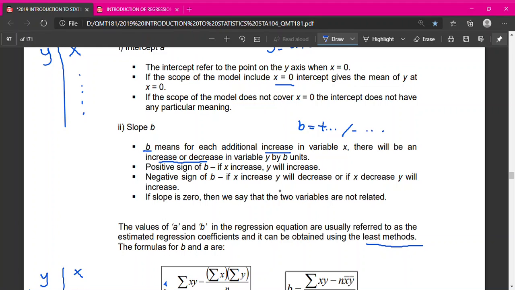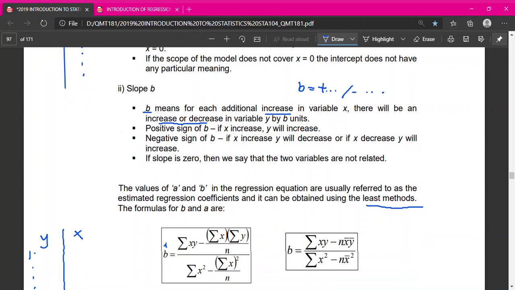Kalau value slope you positive, we can say that each additional increase in variable X, there will be an increase in variable Y by B units. So unit ni kena put the unit sama ada kilogram ke, unitnya hour ke, kan? Kena put the units. It depends pada your data, the variables. Okay, kalau value B ni adalah negative value, so we can say that each additional increase in variable X, there will be a decrease in variable Y by B units. Okay, itu maksudnya. Positive sign B, okay, ni yang saya cakap tadi. Jika value B ni positive, so if X increase, Y also increase.